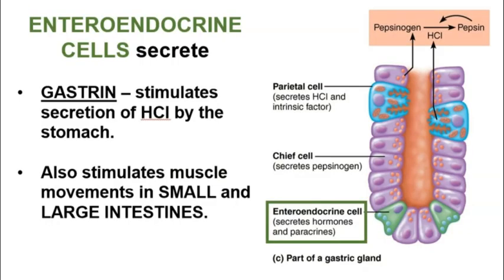The enteroendocrine cells within the gastric gland secrete a number of hormones, one of which we discussed earlier, called gastrin. The primary stimulus for the release of gastrin is partially digested proteins within the stomach. Gastrin actually targets the stomach itself, causing the increased release of HCl, or hydrochloric acid, which then aids in chemical digestion within the stomach. Gastrin also stimulates muscle movements in the small and large intestines in order to help propel food masses once they reach those organs.